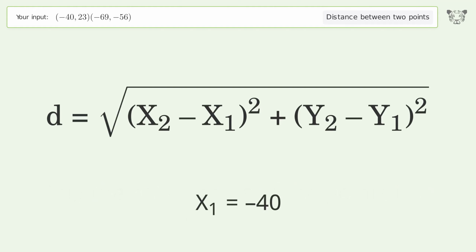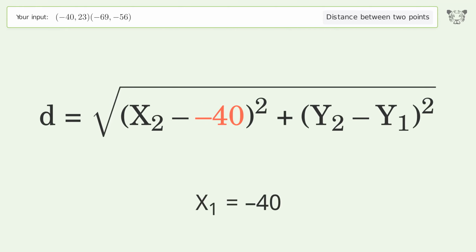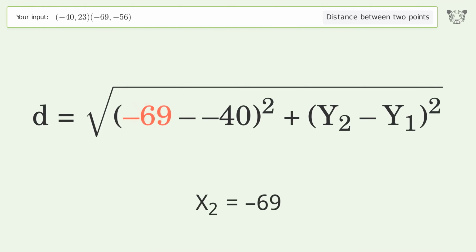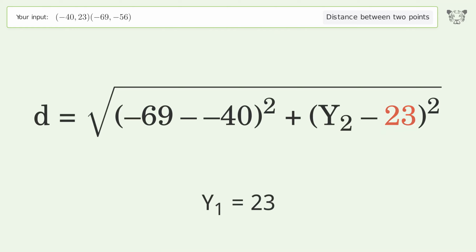x1 equals -40. x2 equals -69. y1 equals 23. y2 equals -56.